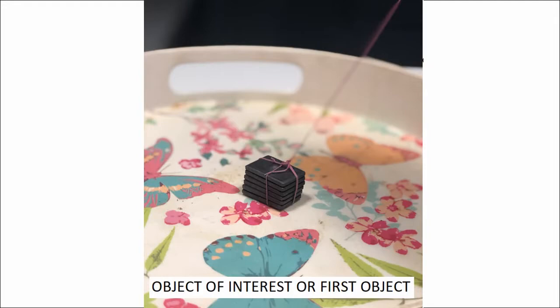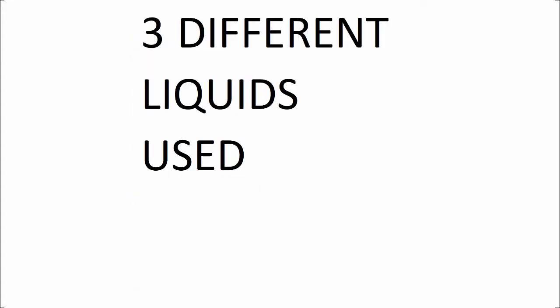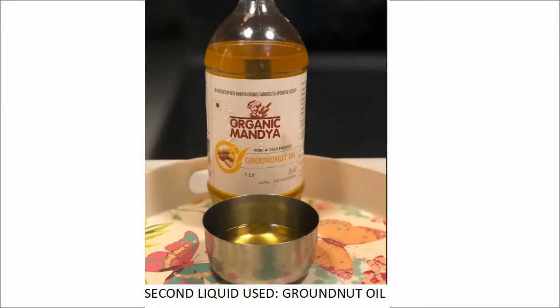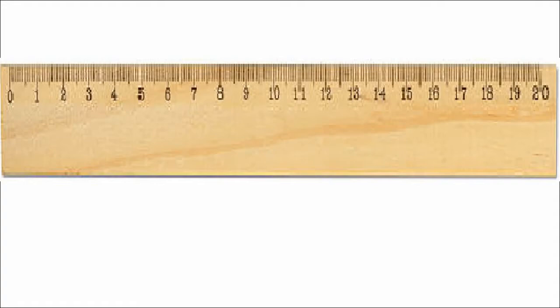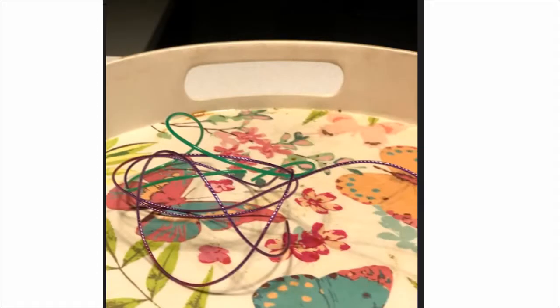The materials required for this experiment are two unknown objects, from which we will find the density of one, and the other one is for reference and to help balancing. For my three different liquids I used water, groundnut oil and mustard oil. Additionally, I used a ruler, a beaker to pour the liquids in, thread and a scooby wire.